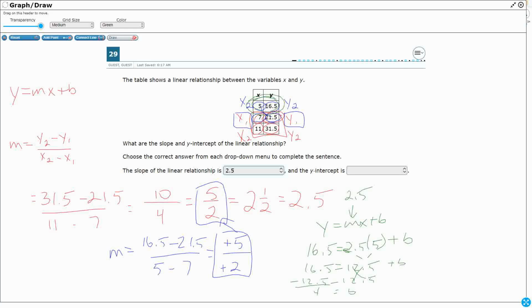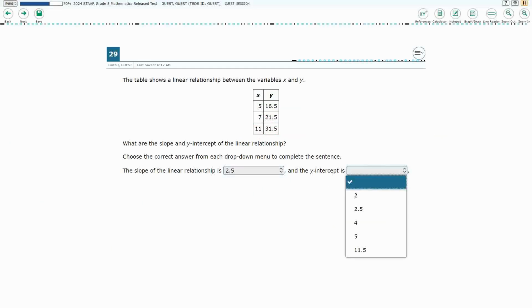B equals 4. So we're going to end up getting y equals 2.5x plus b, which is going to be 4. And so we will go ahead and put that in there. And if you want, you can plug these into Desmos, this table of values, and you'll get this line.